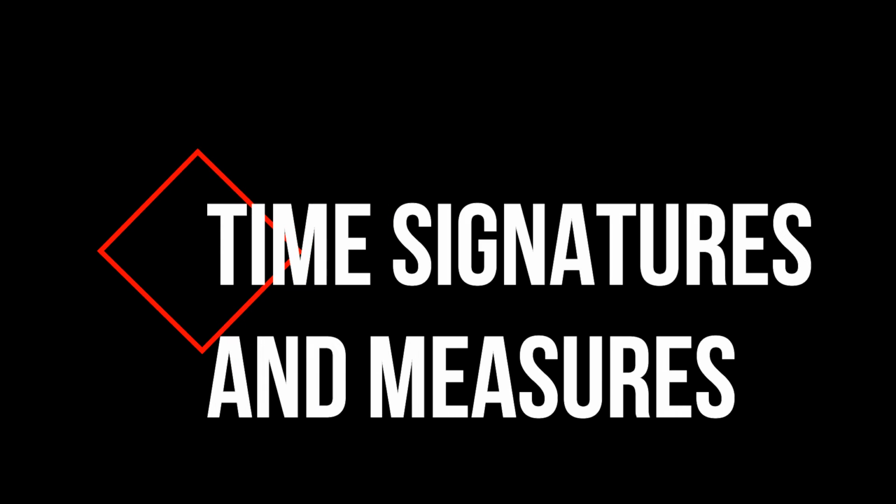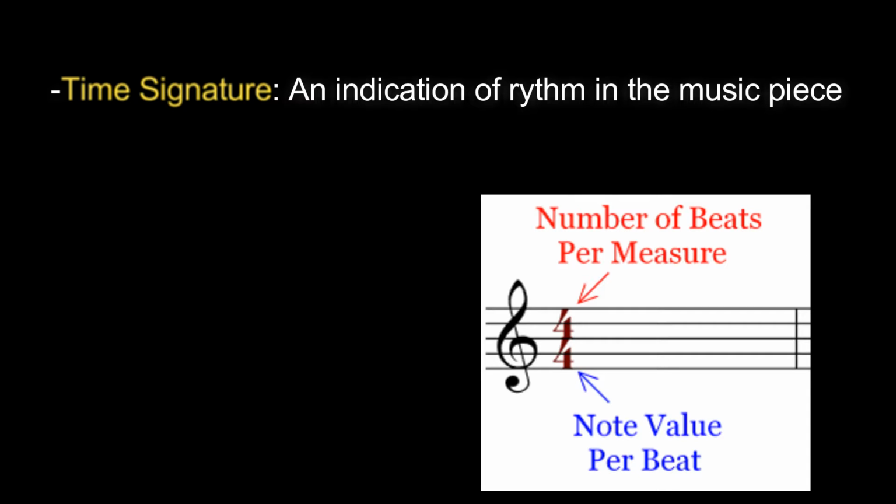That will be all for rests. Now let's take a look at how rests and notes tie together with time signatures and measures. At the beginning of every staff, there's a pair of numbers written over each other, such as a fraction. This pair of numbers is called a time signature.